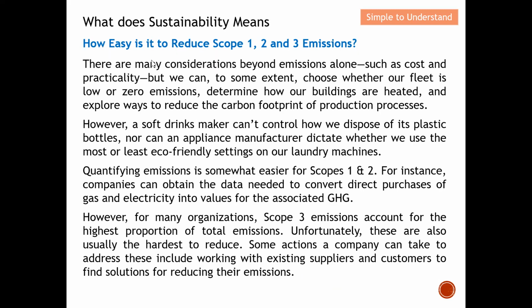Okay, so how easy is it when we actually want to reduce scope 1, scope 2, and scope 3 emissions? There are many considerations beyond emission alone, such as cost and practicality. So there's no point reducing the emission as much as possible if the cost increases rapidly. Therefore, we need to strike a balance by reducing our emission and keeping our costs as affordable as possible. So you need to have some form of trade-off.